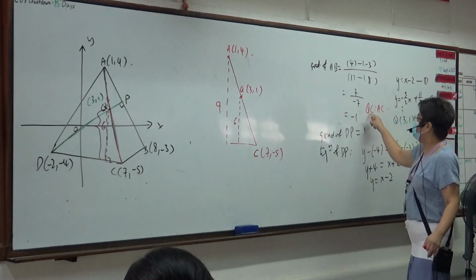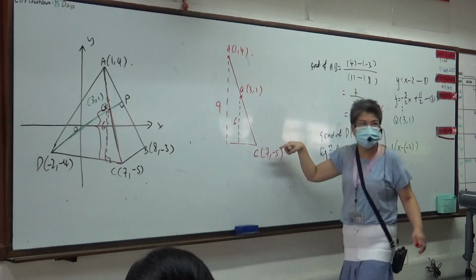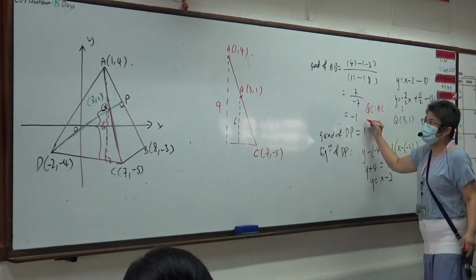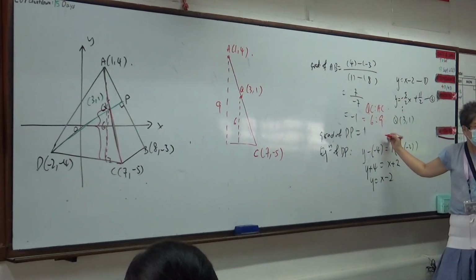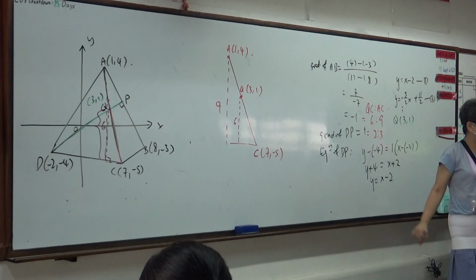Okay, 9. What do they want? They want QC is to AC. So QC is to AC is this triangle over the whole triangle, right? So it's actually 6 is to 9, right? So what is this in lowest terms? 2 is to 3.